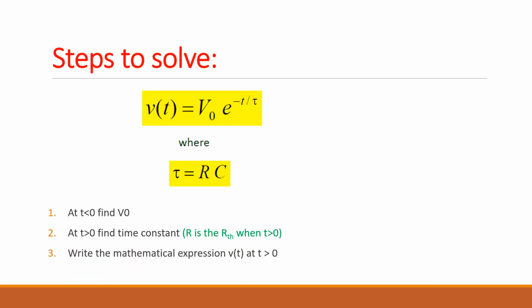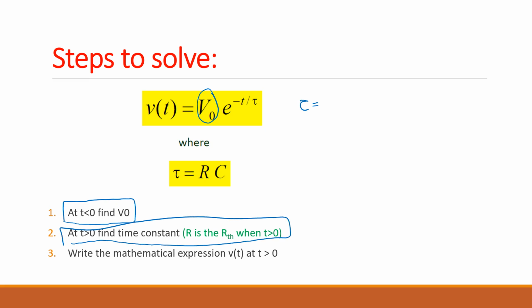To find these, V naught we should find, or it should have been given to us, and tau you can find. To find V naught, we consider the circuit when the time is less than 0, or when the time has just reached 0. And you can find RTH when the time is more than 0, and we can substitute these and find the equation for V of t. We can find it using two circuits.